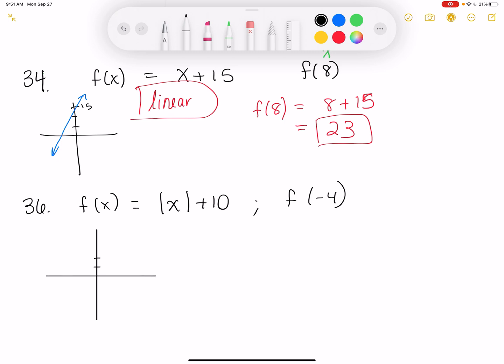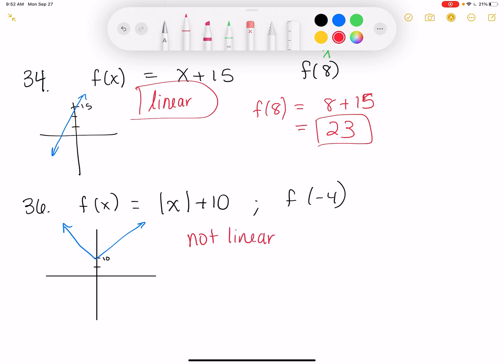In this case, it's shifted up 10. It's a V. Why not linear? Because you have to account for the positive and negative values that it outputs. If you put in a negative 1, it's going to come out as a positive 1. You put in a positive 1, it comes out positive 1. So it's 2 lines, but they're technically all one function. It makes a V, so that means not linear.